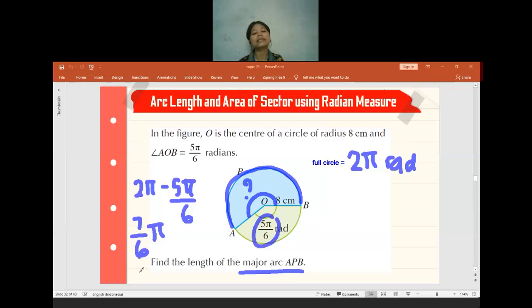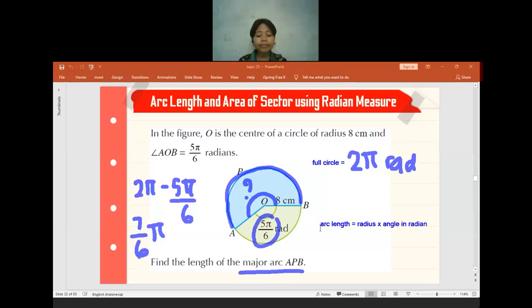So how do we find the arc length? Still remember how to find the arc length in the radian unit? The formula will be easier. Length of arc AB divided by the circumference equals the angle divided by the full circle, so the arc length is the radius times the angle in radian.